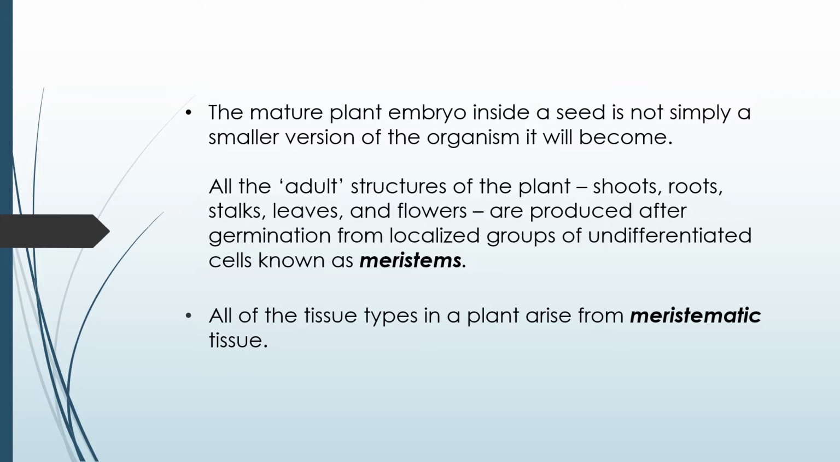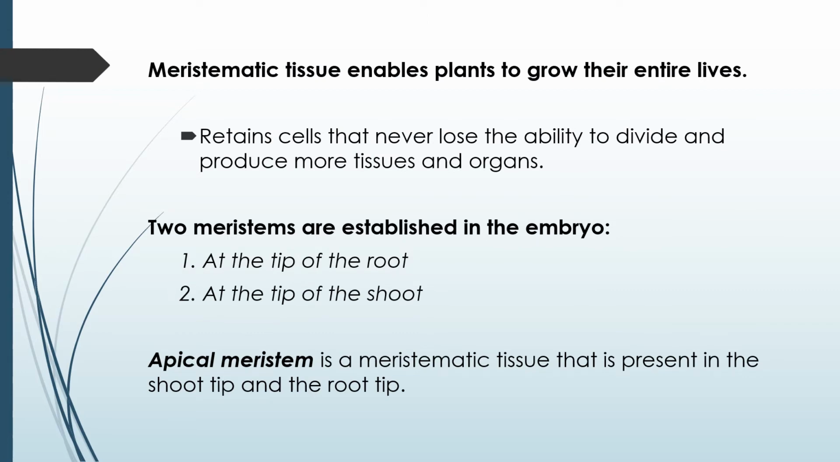Okay? So, all of the tissue types in a plant arise from what you call the meristematic tissue. So the meristematic tissue enables plants to grow their entire lives. So it retains cells that never lose the ability to divide and produce more tissues and organs. So ibig sabihin lang nitong mga meristematic tissue na to, continuous yung kanilang growth and development. Okay? Hindi sila nawawalan ng capability to reproduce yung mga cells nila, and of course, kaya nilang mag-regenerate ng mga organs nila. Okay? Di ba ganun naman sa plants, if kunyari may puputulin kang isang stem neto, minsan nagkakaroon ulit ng another limb, nagkakaroon ulit ng kapalit na bud, and then mag-a-arise ulit dun yung plant.